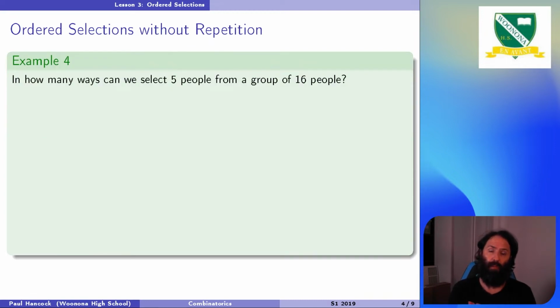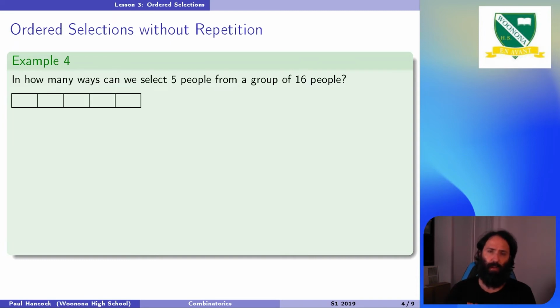So this time, once we've taken a letter out of the bag, we can't put it back. So this is going to be more like a factorial case now. Here we're saying, how many ways can we select 5 people from 16? This time we're not choosing all 16 people, we're just choosing a smaller group from that, but we'll see it still has to do with factorials when there's no repetition.